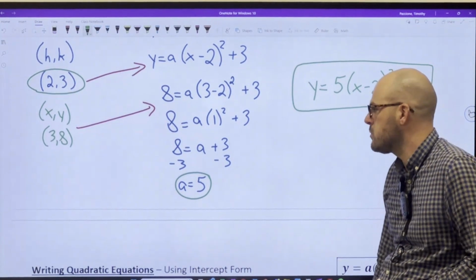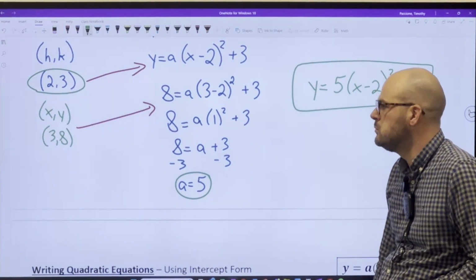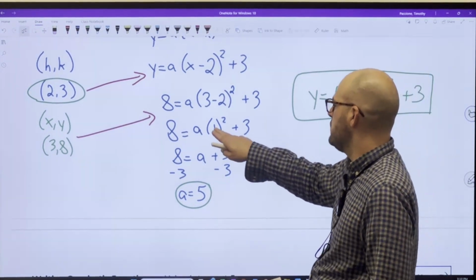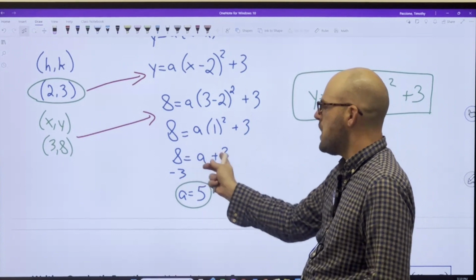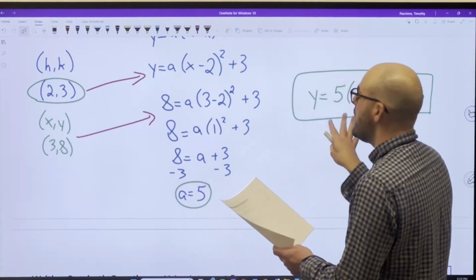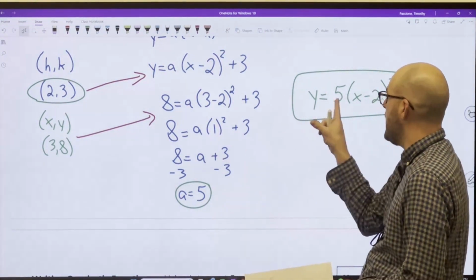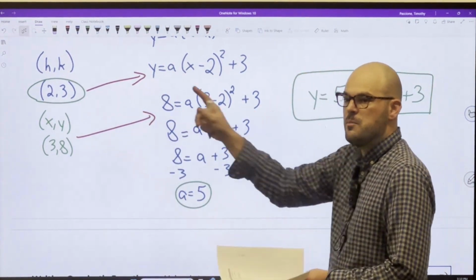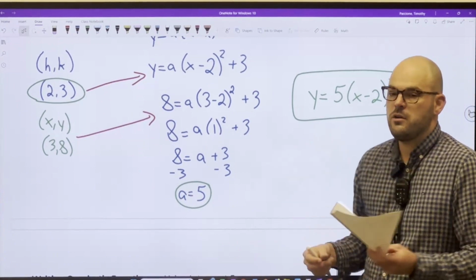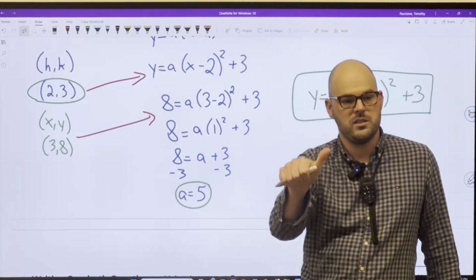Question? You get x minus 2 squared from 1 squared. So 1 squared was just when I was solving for a. And then once I got my a, now I have to write the full equation. So then I put a here, I put h here, I put k here. Yeah. All right, so that's the scenario where you have 2 points and one's a vertex.